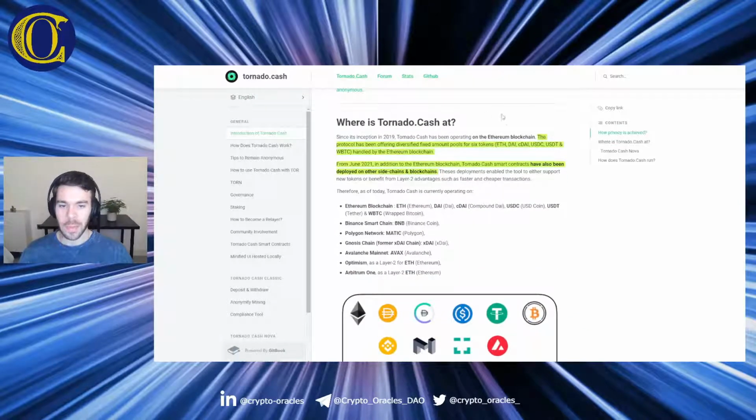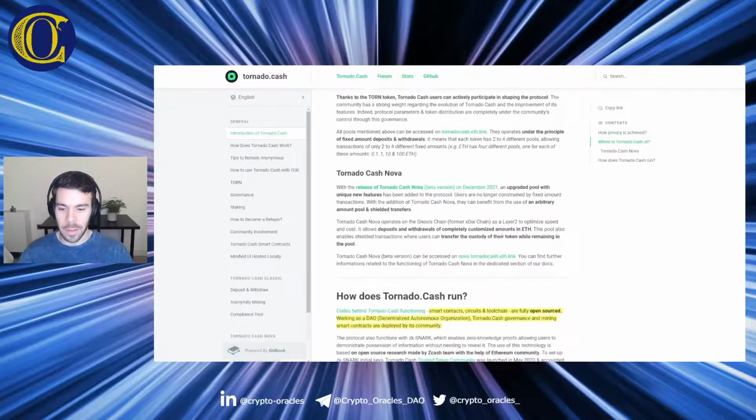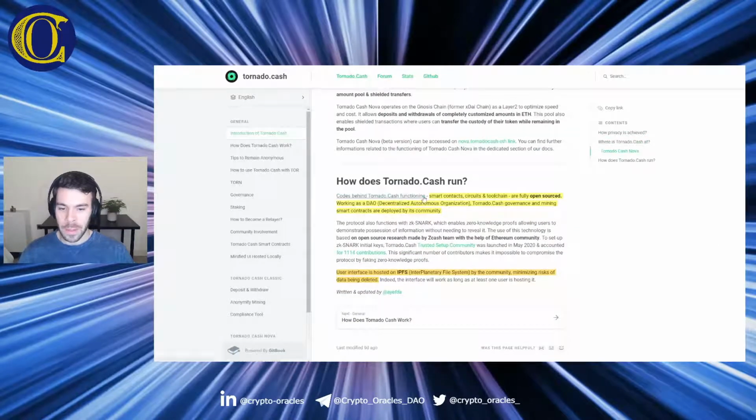So where is Tornado Cash at? In 2019, they started with just the Ethereum blockchain. And then in June this year, 2021, they started deploying on other blockchains and they have Binance, Polygon, Gnosis, Avalanche, Optimism, and Arbitrum. So a couple of layer 2s as well in there. How does it run? It functions through a series of smart contracts and tool chains that are fully open source, which is also really cool.